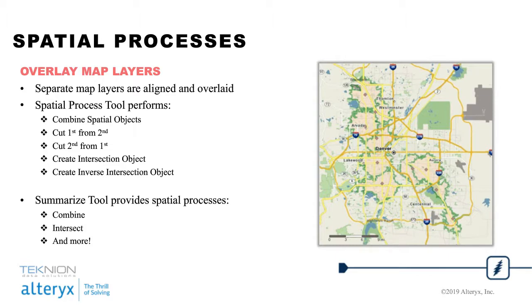I wanted to mention there's the spatial process tool, but the summarize tool also has spatial processes embedded in it. This is not widely known, so I'm excited to show you these little tips and tricks about how you can also use the summarize tool to combine and intersect, and when to use which one. When would you use spatial process to do that, and when do you use summarize to do that?